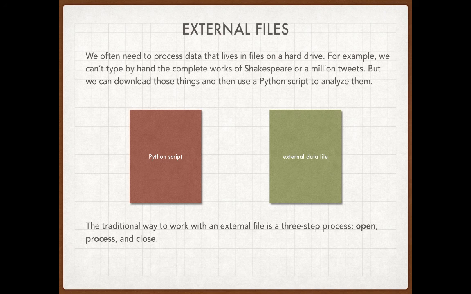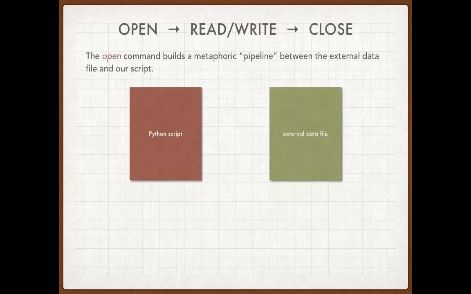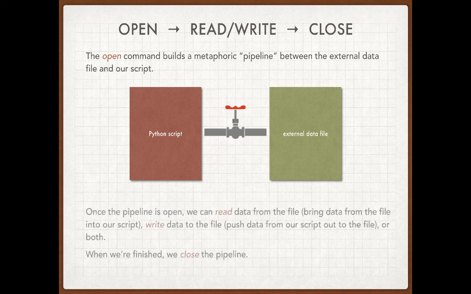We open that external data file, and then we process it in some way, and then we close it. And typically what happens is that when we open a file, we get this kind of metaphoric pipeline. It's just a path that the data can take to get to and from our Python script. So we will open a file, and what that does is to build this metaphoric pipeline. And then we can either read or write data.